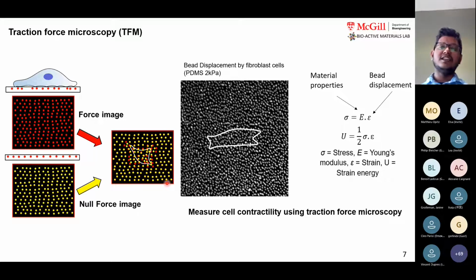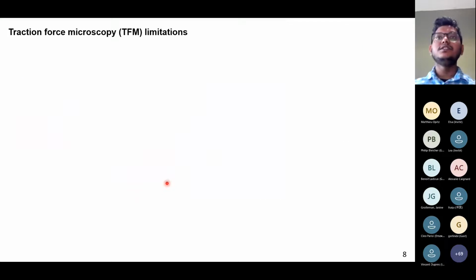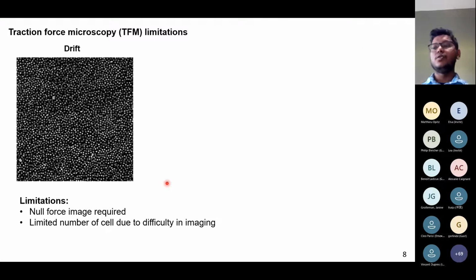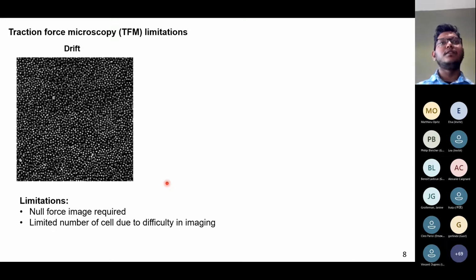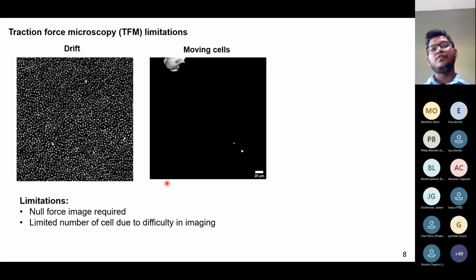Although this technique sounds simple, its experimentation is quite complicated. Imagine you're doing this experiment for more than 50 to 100 cells. You need to capture two images: go to the first position, capture a bead image, and then come back to the exact same position to capture the null force image, which can be challenging due to microscope drifts or cells moving out of the field sometimes. This limits the number of cells that you can image.